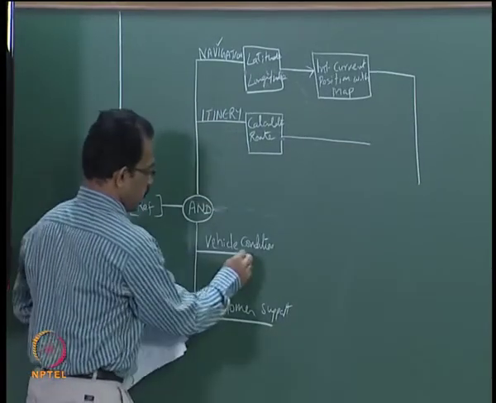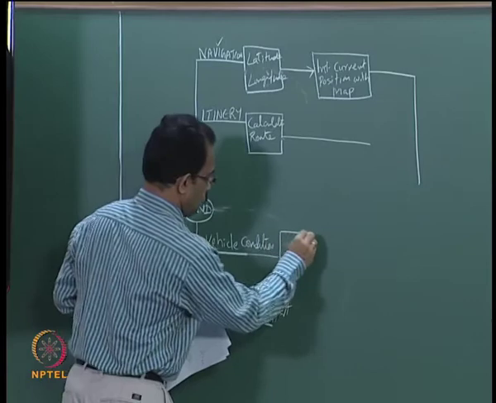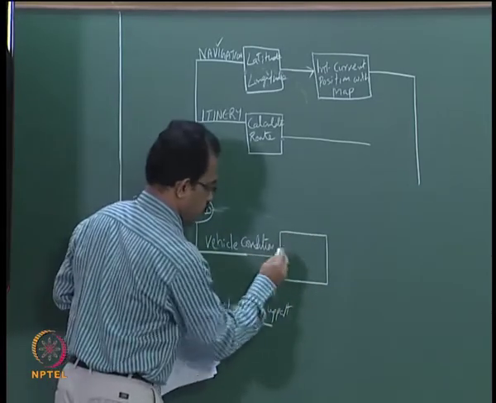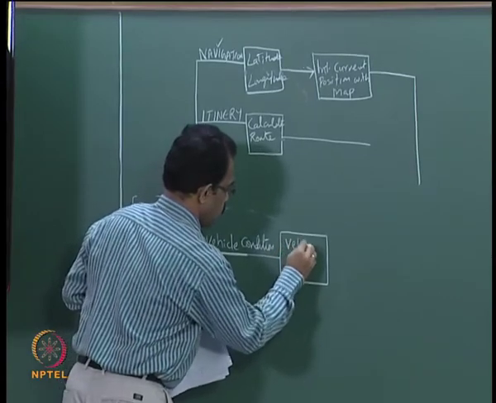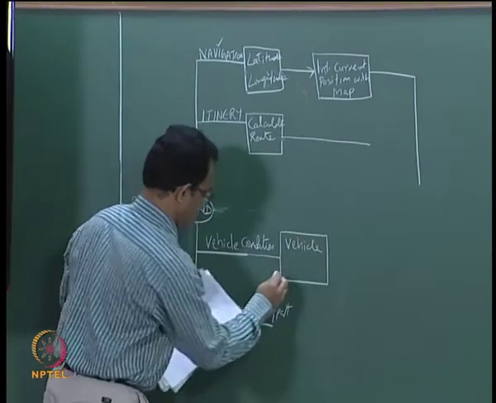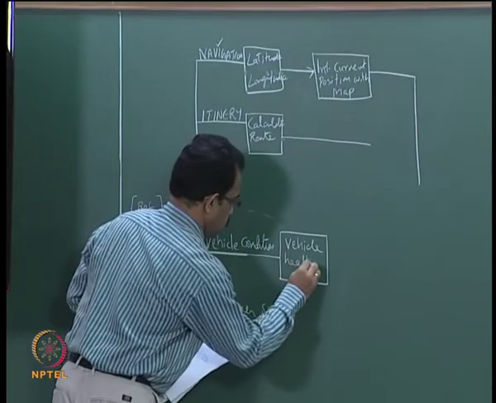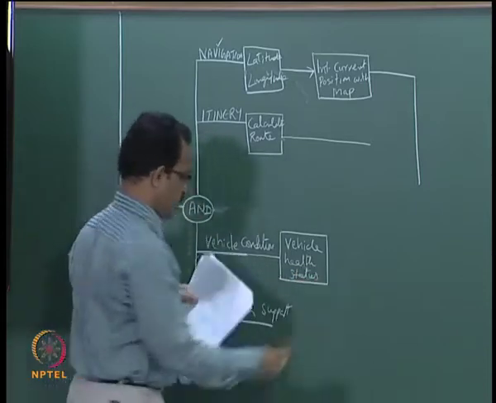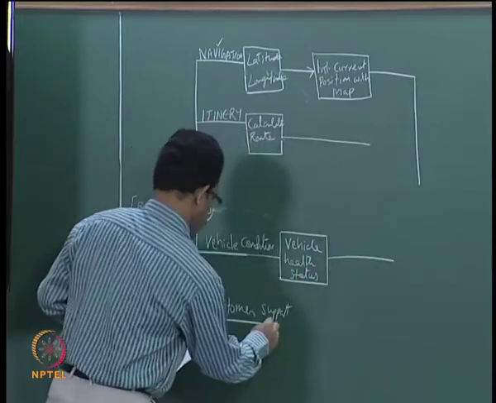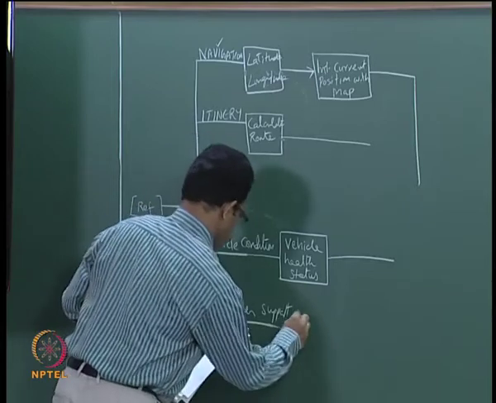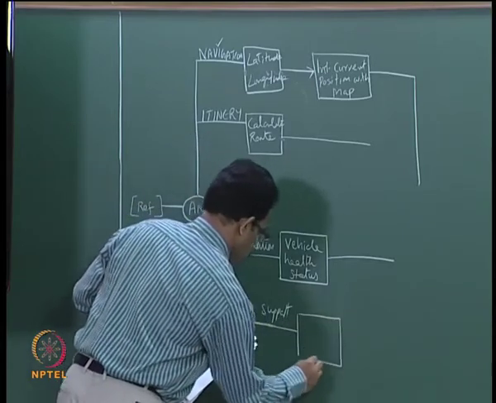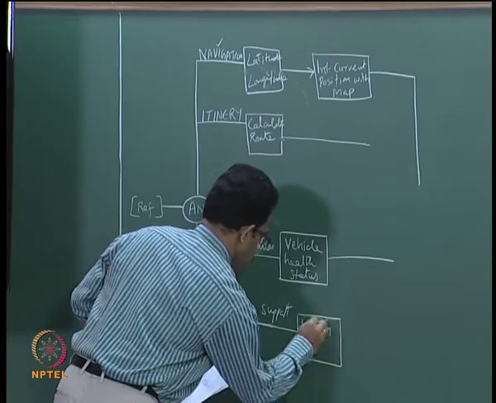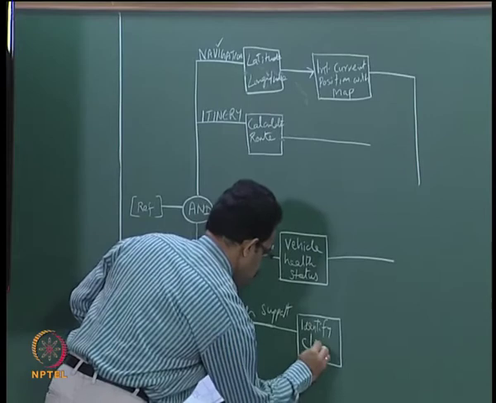And then vehicle condition needs to be assessed, because whether the vehicle is in good condition or not needs to be assessed to help the user. So vehicle condition, or vehicle status, or vehicle health status. So vehicle health status needs to be assessed, and then the customer support. We need to identify the client who is actually using it, whether he is authorized to use the system or not.